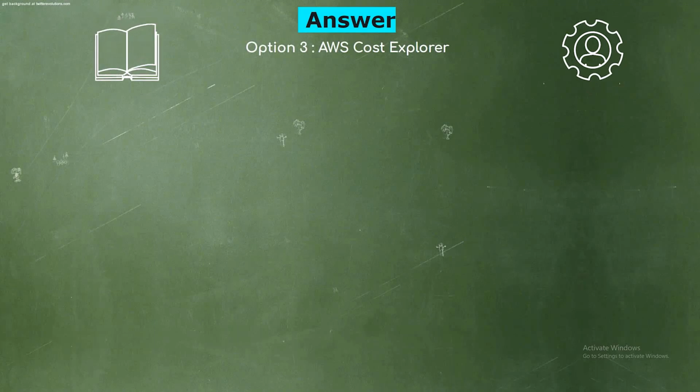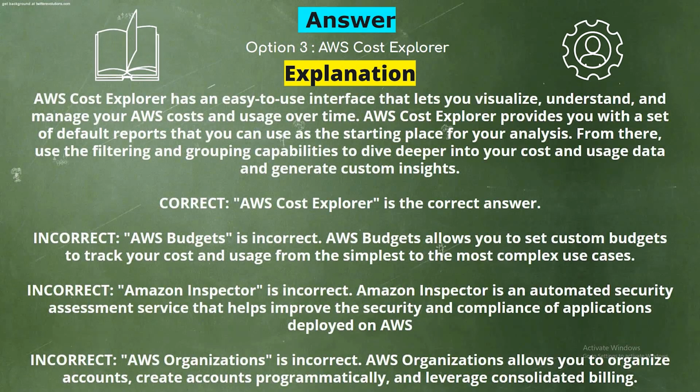AWS Cost Explorer. Explanation. AWS Cost Explorer has an easy-to-use interface that lets you visualize, understand, and manage your AWS costs and usage over time. AWS Cost Explorer provides you with a set of default reports that you can use as the starting place for your analysis. From there, use the filtering and grouping capabilities to dive deeper into your cost and usage data and generate custom insights. Correct, AWS Cost Explorer is the correct answer.